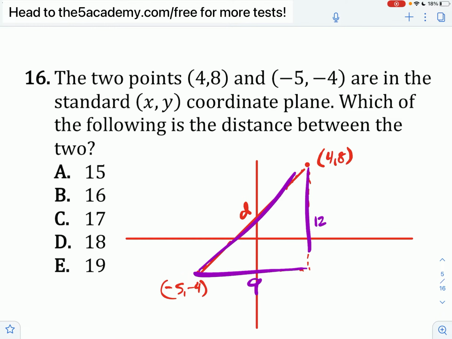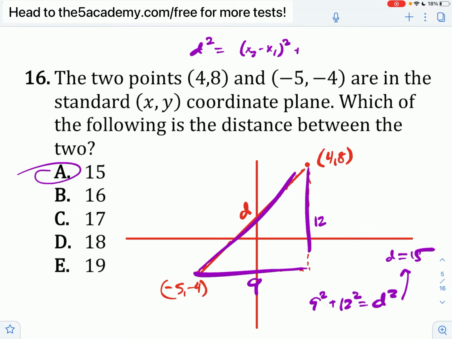I can calculate d by just doing 9 squared plus 12 squared equals d squared. D is going to give you 15. Now, literally this is exactly what the distance formula is. The distance formula is distance squared equals (x2 minus x1) squared plus (y2 minus y1) squared. It's two numbers squared equals the last number squared. And x2 minus x1 is really just this distance here. It's x2, which is 4, minus -5, and that gave us 9. The y2 minus y1 is the same thing. It's 8 minus -4.